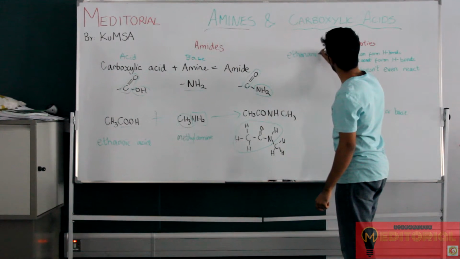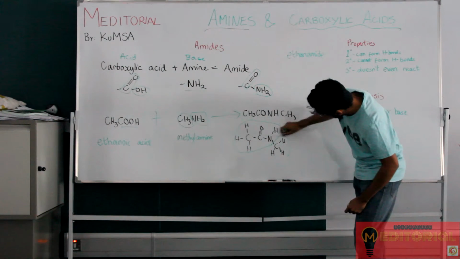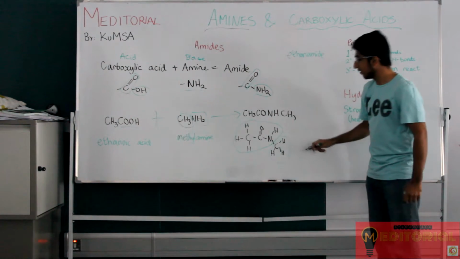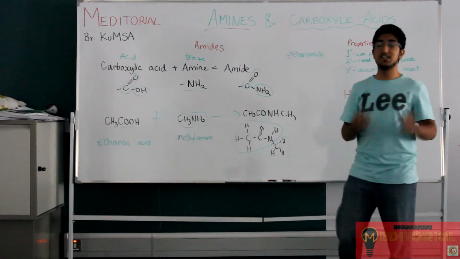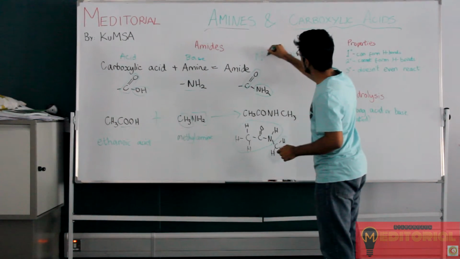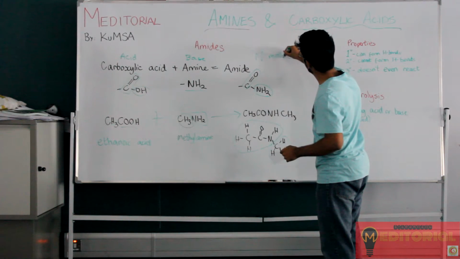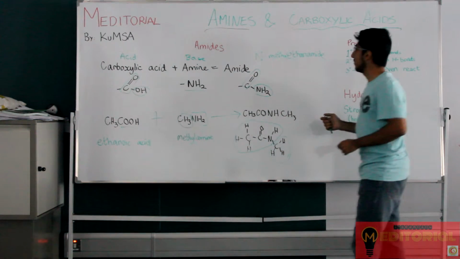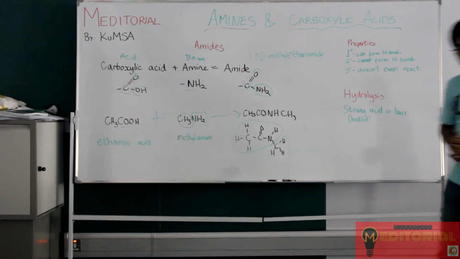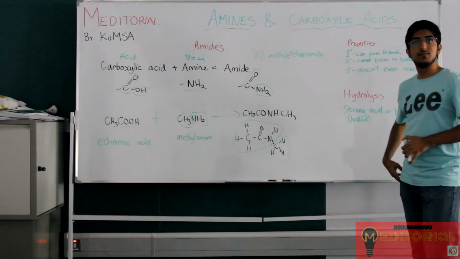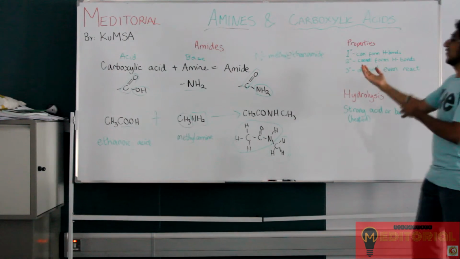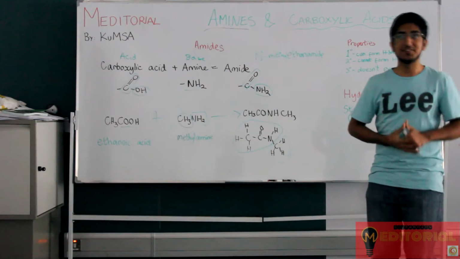So I have ethanamide, but look, I also have a methyl group attached. Since it was attached here, it's still attached to the end. So that's exactly what I have to mention. It doesn't have a number, but instead it has an element. So this will be called N-methyl ethanamide. So that's how you're going to name amides. But we won't have to be naming amides a lot.